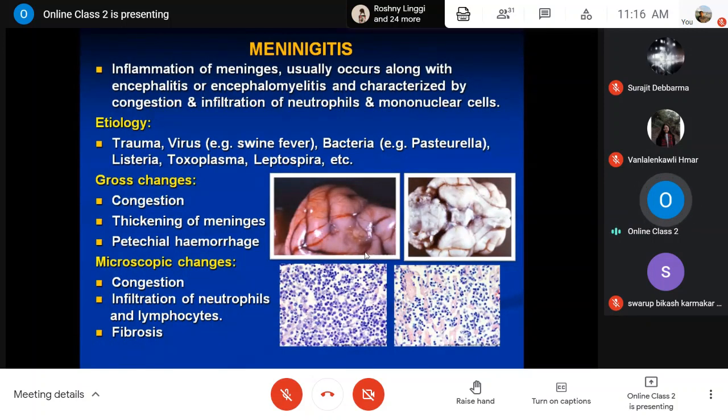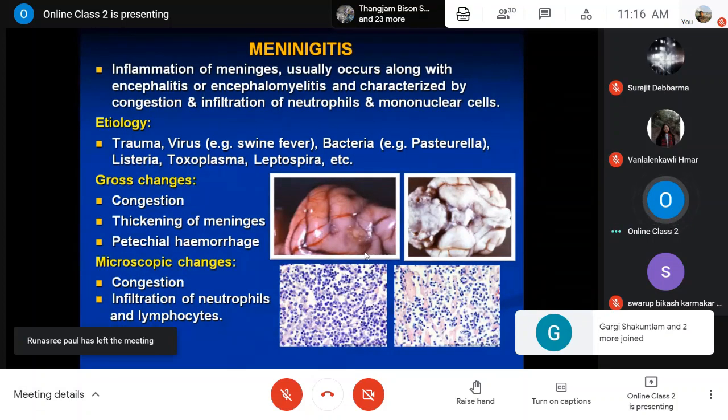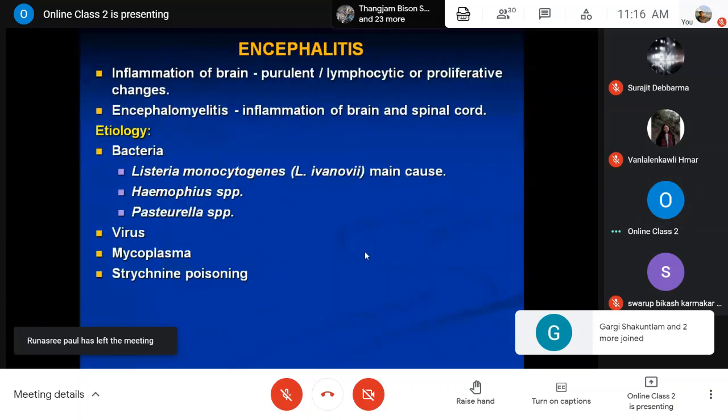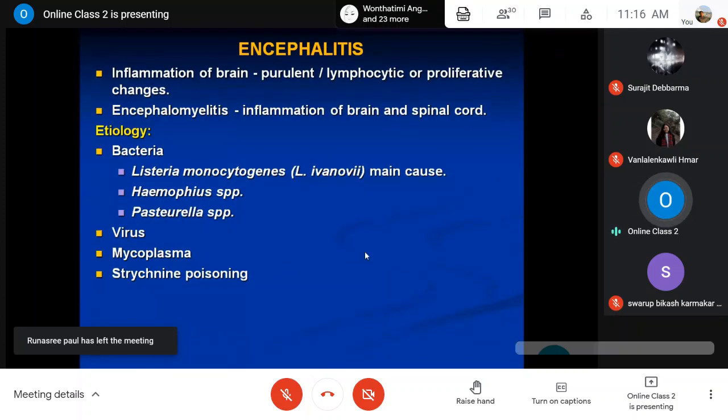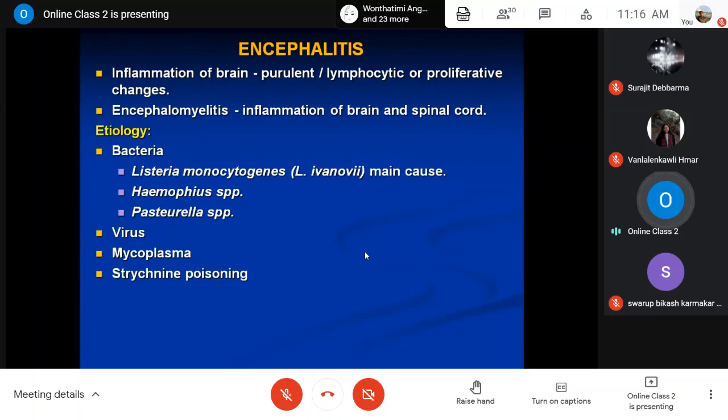So all are congested, and there will be infiltration of inflammatory cells like neutrophils and lymphocytes, and in some chronic cases you may have the problem of fibrosis. Then next is about encephalitis, that is inflammation of the brain, maybe purulent type, lymphocytic type, or even purulent proliferative type of this inflammatory reaction.